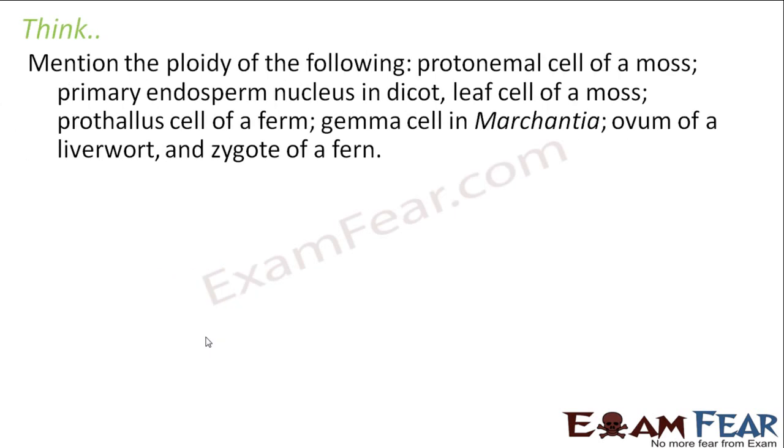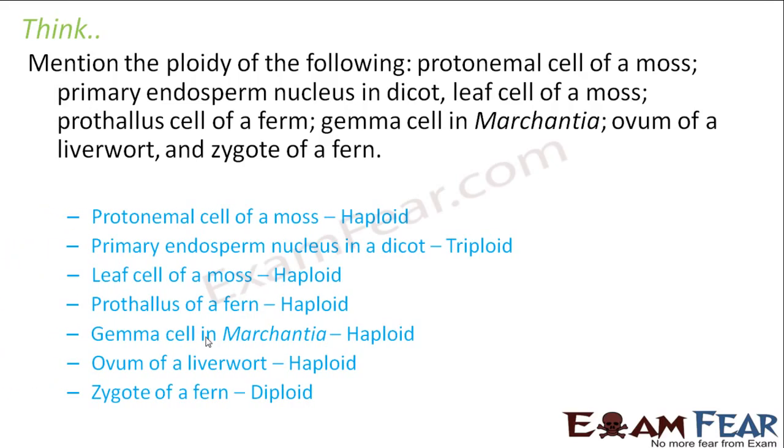Okay. Let's look at the next one. Mention the ploidy of the following. What do you mean by ploidy? That means whether it is a haploid or a diploid or a triploid. So we have to mention how many sets of chromosomes are present in each of these cells.